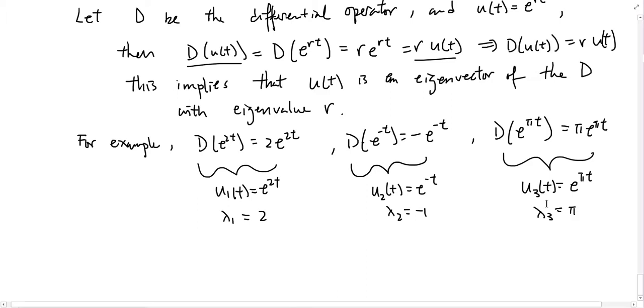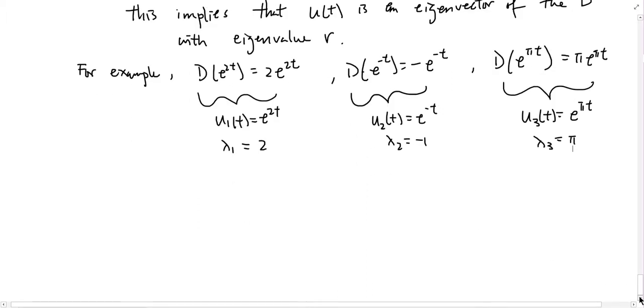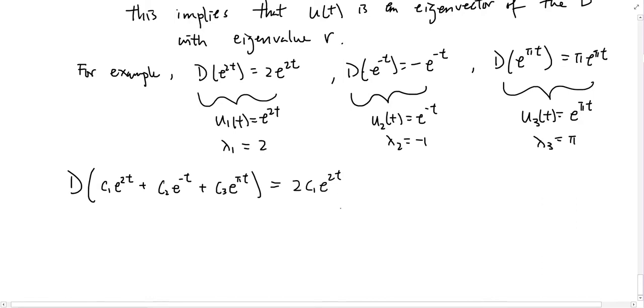An interesting thing to note is the following. If I want to take the differential operator on a combination of these three eigenvectors, I know that the solution is nothing more than the multiplication of each eigenvector by its corresponding eigenvalue. Meaning, if I take D of some constant C1 times e to 2t plus some other constant C2 e to negative t plus some other constant C3 e to pi t, the output will simply be 2 C1 e to 2t, taking C1 e to 2t and multiplying by the corresponding eigenvalue, minus C2 e to negative t, plus pi C3 e to the pi t.